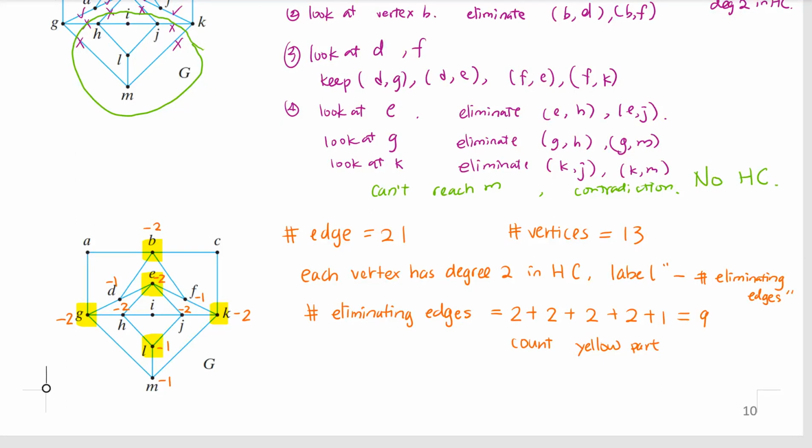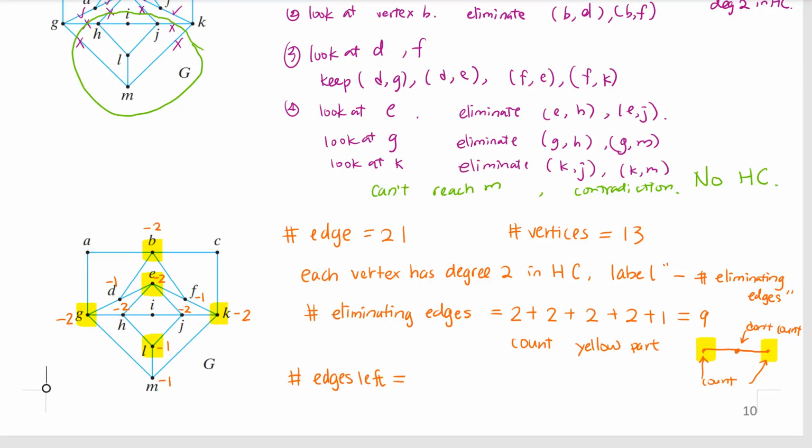Okay, so for example, let's see. Let me draw it here. So we count this one. So count this one, but don't count this one, because you don't want to double count the edges, right? Okay, so now what is the number of edges left?